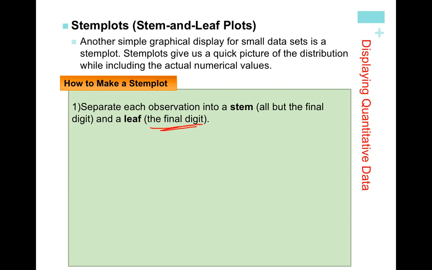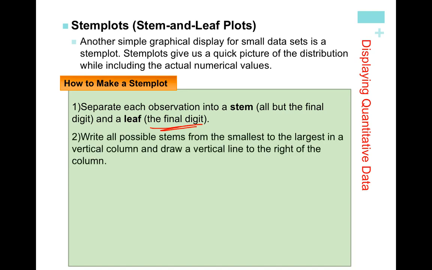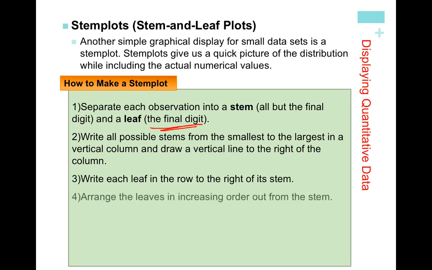So if you have values that are in the hundreds, your stem is going to be 2 digits. It would be the hundreds and the tens digit. Your leaf would just be the ones digit. And then you're going to put everything into order. So here your stems are going to go from smallest to largest in a vertical column. And then you put a vertical line just to the right. And then the leaves go to the right of the stem, and those also go in order.